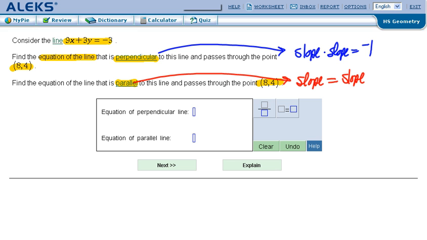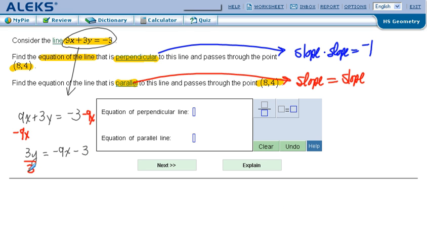So first we need to take our given equation of a line and find out what our slope is to begin with. So we're going to change it to y equals mx plus b. I have 9x plus 3y equals -3. I'm going to subtract 9x from both sides. I'm going to end up with 3y equals -9x minus 3. Divide both sides by 3.